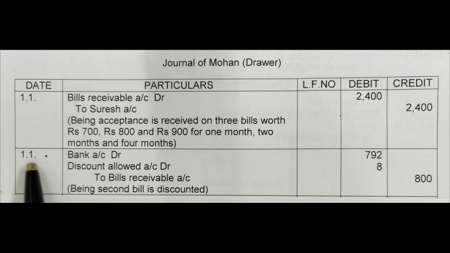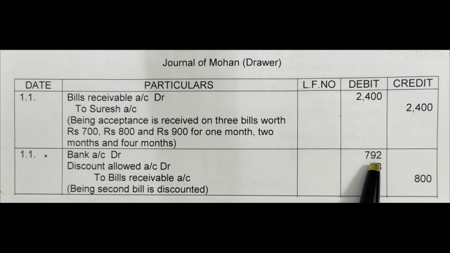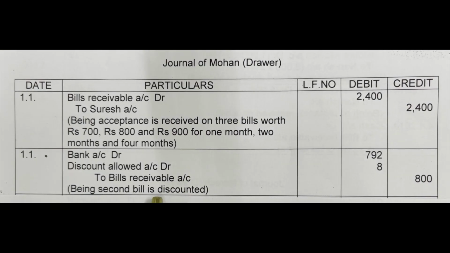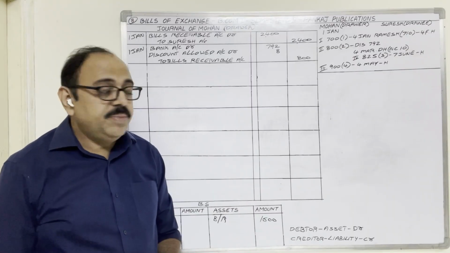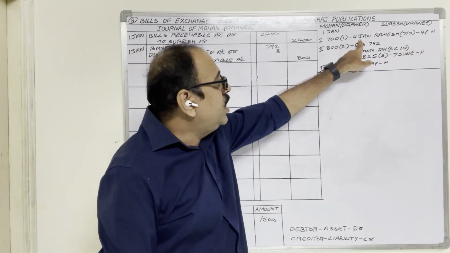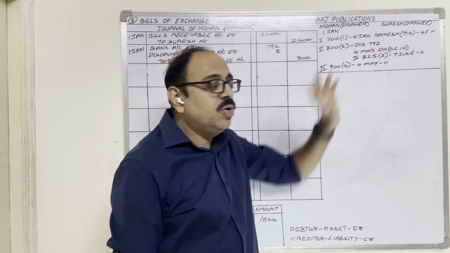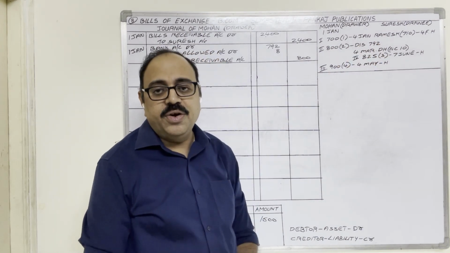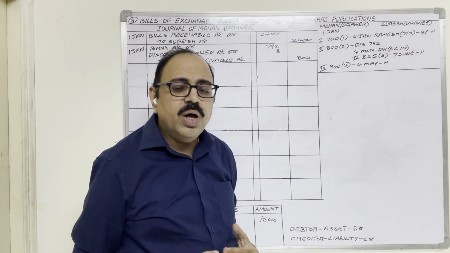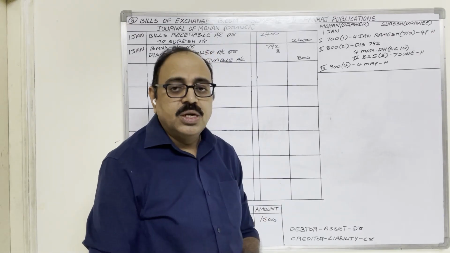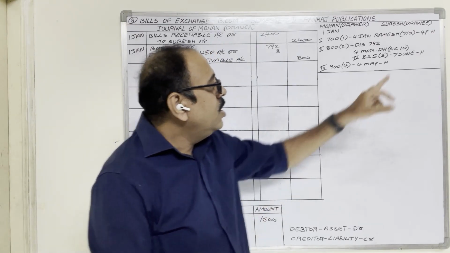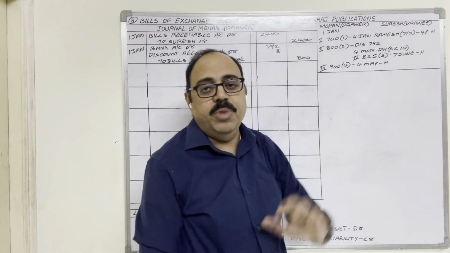Then the remaining amount 1600 appears on the asset side. Second entry on 1st January: bank account debit, discount allowed account debit, to bills receivable account. Bank account 792 rupees, discount allowed 8 rupees, bills receivable 800. Narration: being second bill is discounted. Next, what happened? On 4th January, the first bill is endorsed to Ramesh. For that, now we have to write the entry. First of all, why is Mohan endorsing this bill to Ramesh? Because Mohan has to pay 710 rupees to Ramesh.